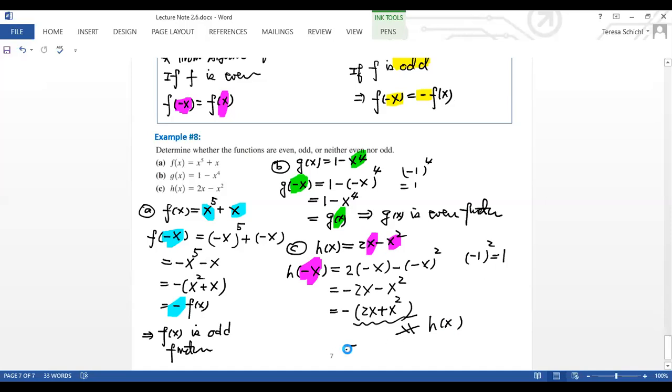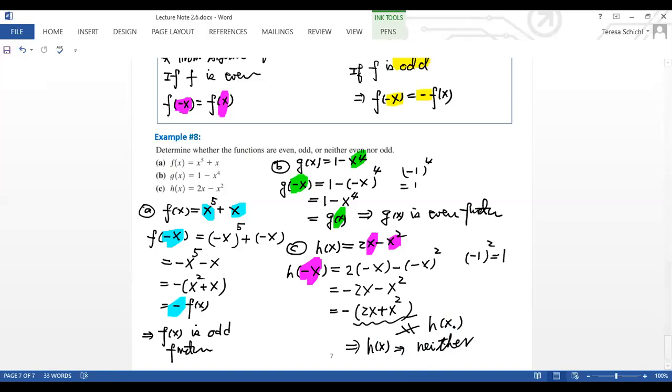So what can we conclude? h(x) is not an even function, and not an odd function, so it's neither. It is not an odd function, it's not an even function. And that's it, all right?